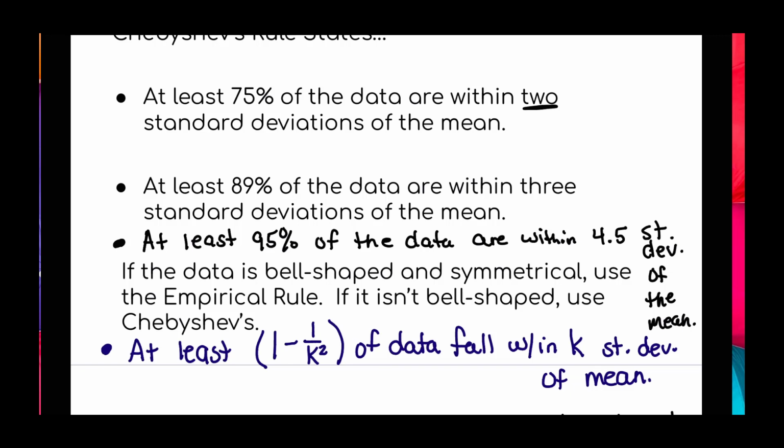So if I knew I wanted to go 5 standard deviations out, I would do 1 minus 1 over 5 squared, so k would be 5. That's the number of standard deviations I would go out. And then that would give me the proportion of data that falls within those 5 standard deviations. So you can use this formula. This does show up in the homework, which is why I wanted to introduce it.